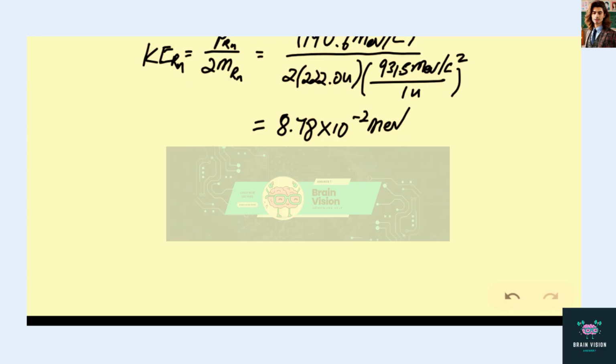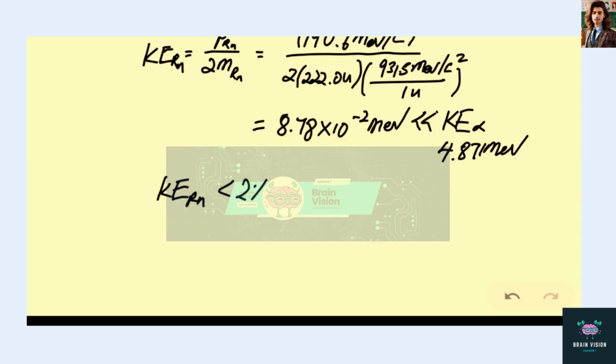This is indeed much lower than our original alpha particle kinetic energy of 4.871 MeV, which is about two orders of magnitude larger. Because the kinetic energy of radon is less than 2% of the kinetic energy of the alpha particle, we can say that our original assumption, that most of the kinetic energy goes to the alpha particle, is correct and valid.